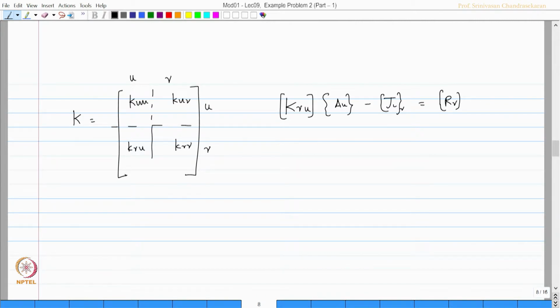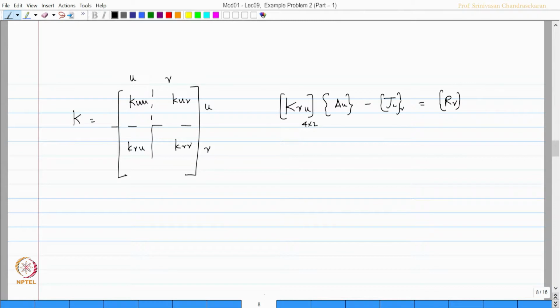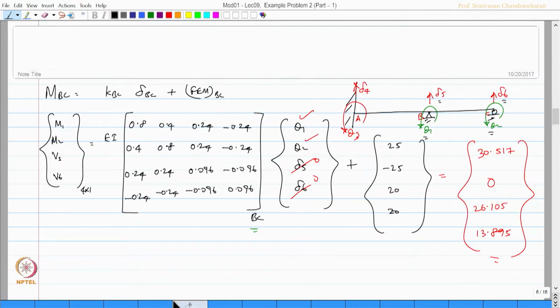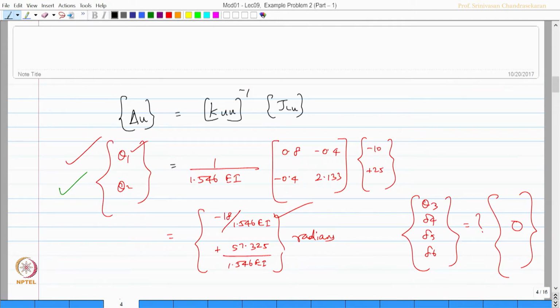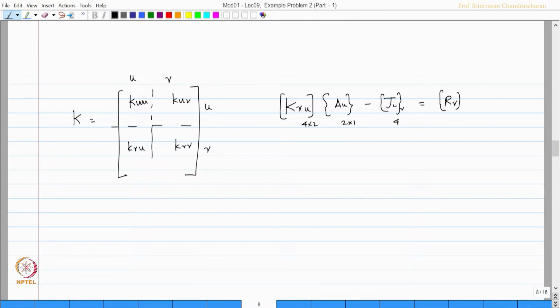You can see this is going to be a 4 by 2 matrix. If you look at the full stiffness matrix, it will be of size 6 by 6. So, this will be 4 by 2, this will be 2 by 1, and JLR, if you see the vector, is going to be 4 by 1. So, ultimately I will get 4 by 1 as my result.